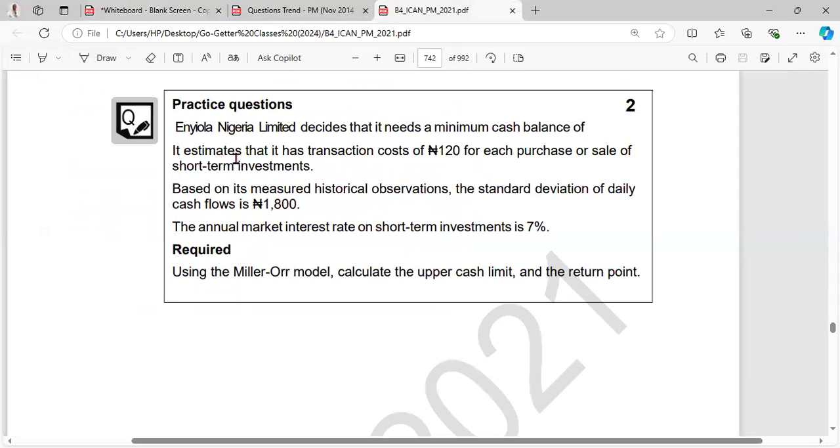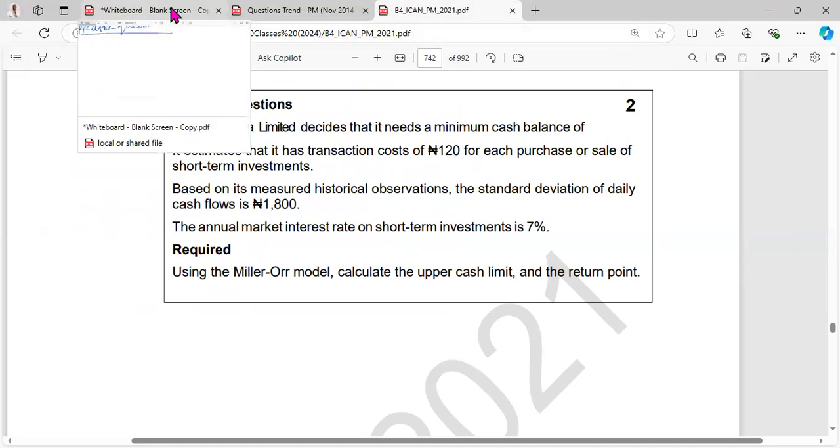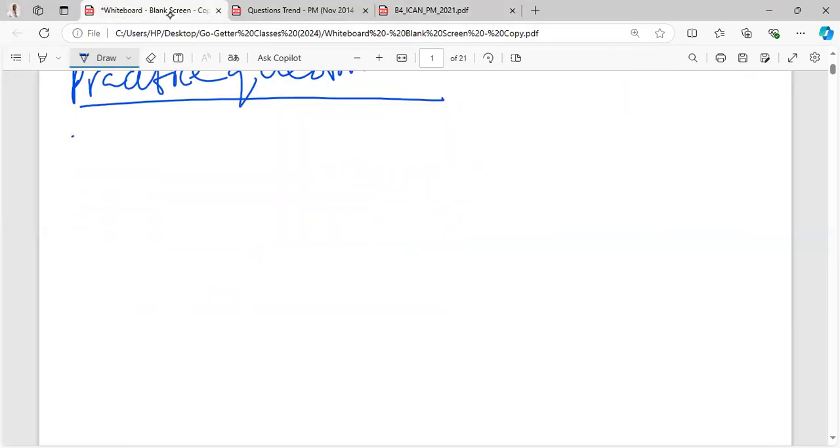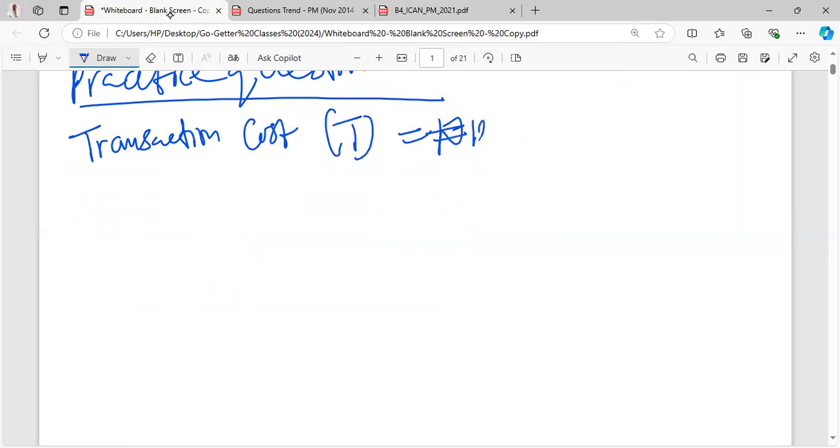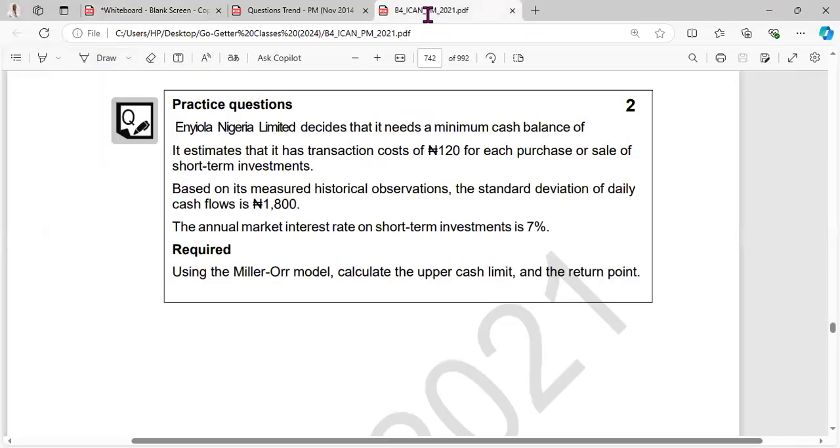It estimates that the transaction costs, or call it T, is 120 for each purchase or sale of the short-term investment.